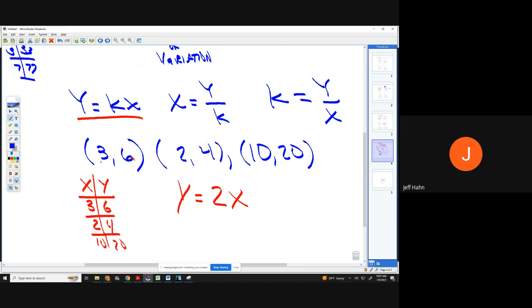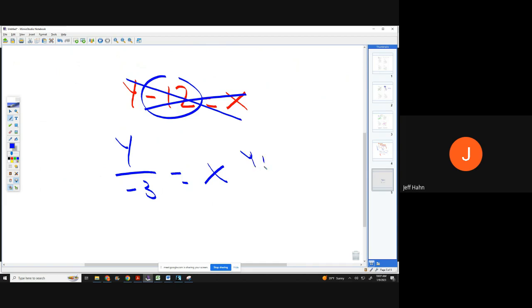Which one of those, what was the number? Negative 3. Where was the negative 3? Was the negative 3 under the y? So that would be a form of direct variation in this form. So the answer to that one is yes, it would be.